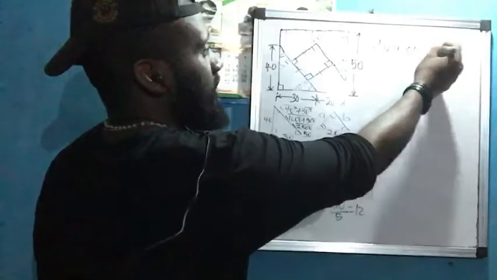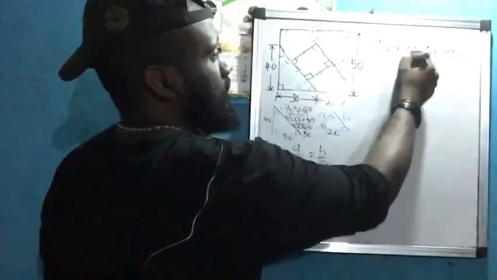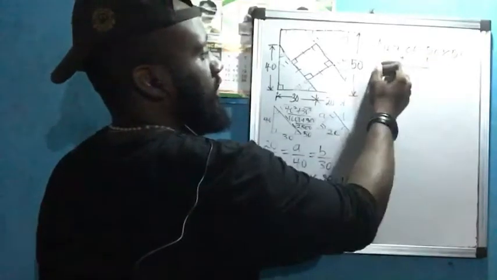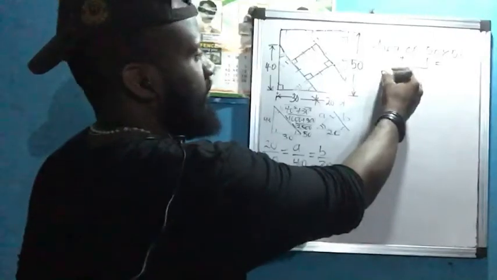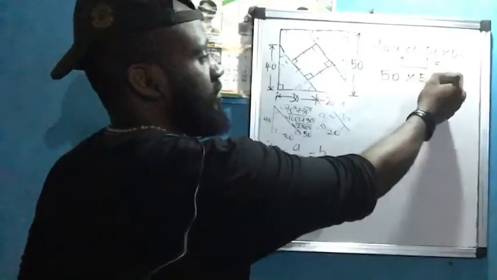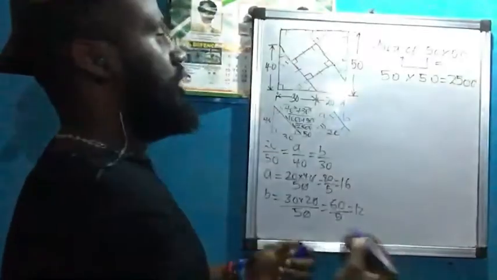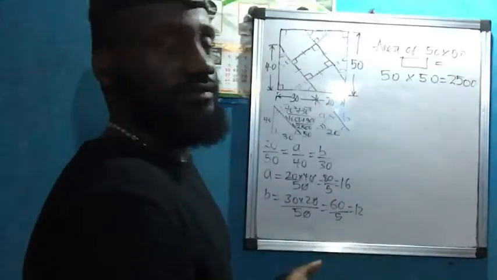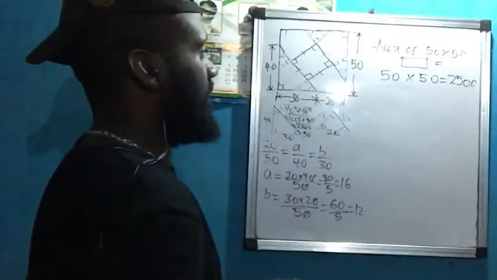So area of the 50 by 50 square will be 50 times 50, which is so obvious, because the area of a square is the square of its length. So 50 squared, that's 50 times 50, that's 2500.